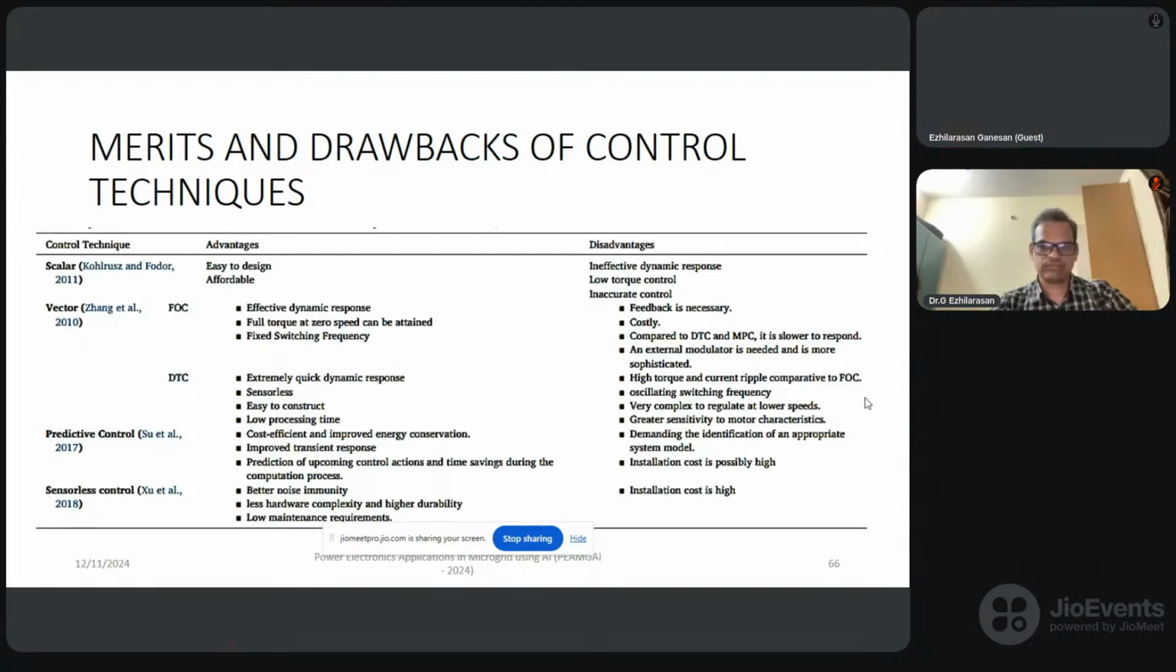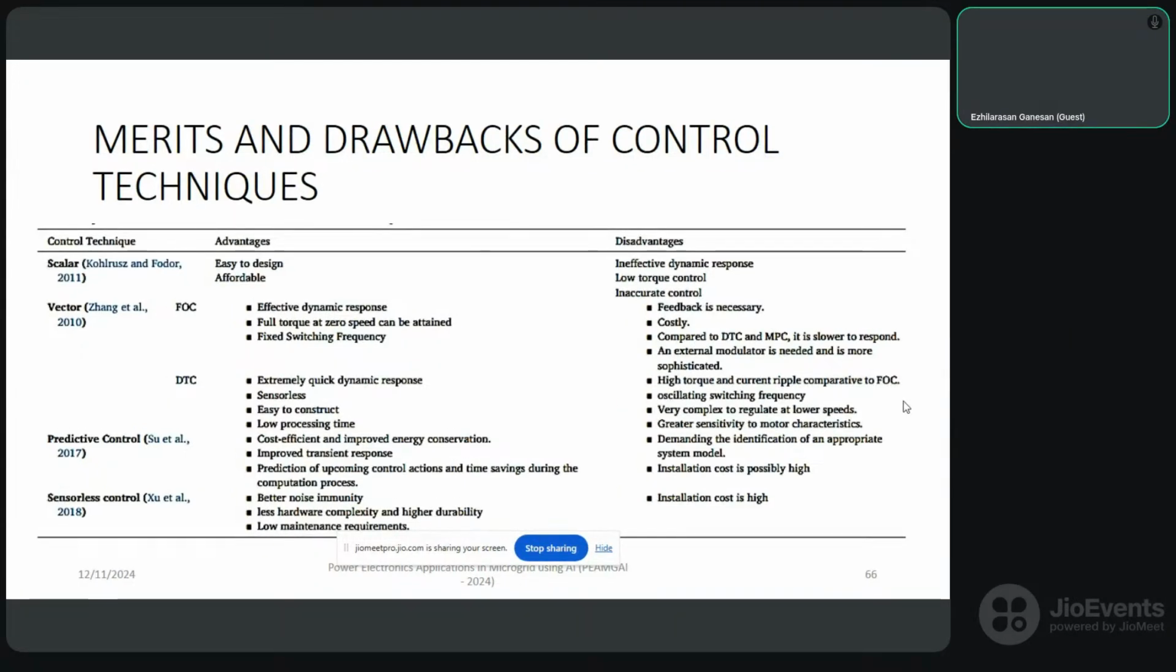See, one problem with microgrid is, if you have a solar grid, you are producing DC. The production is DC. It has to be connected to the load.